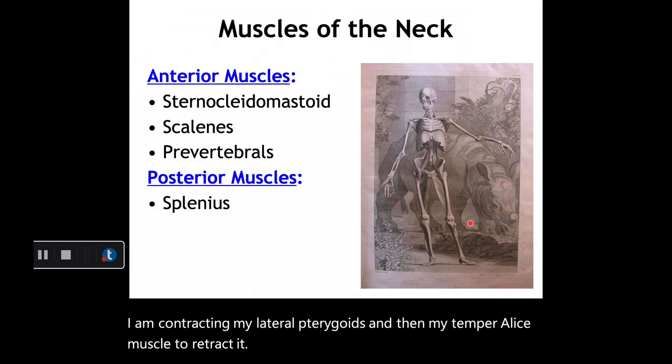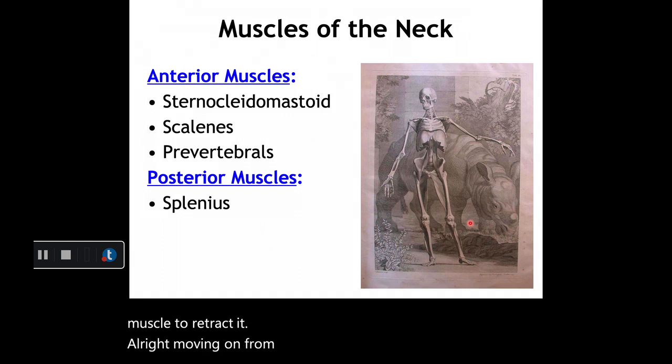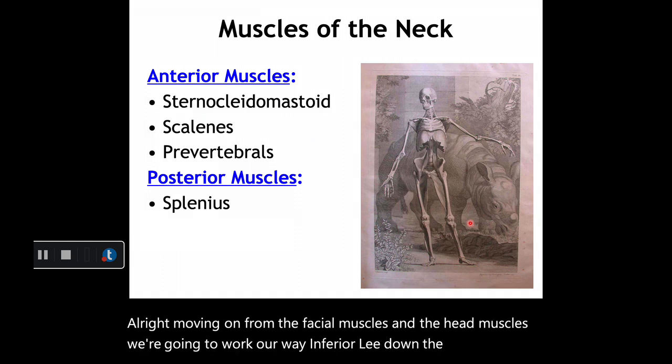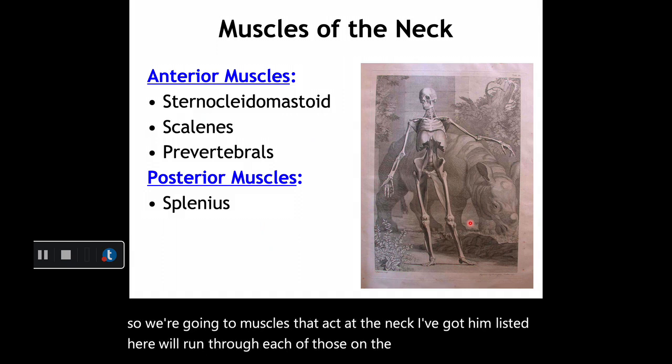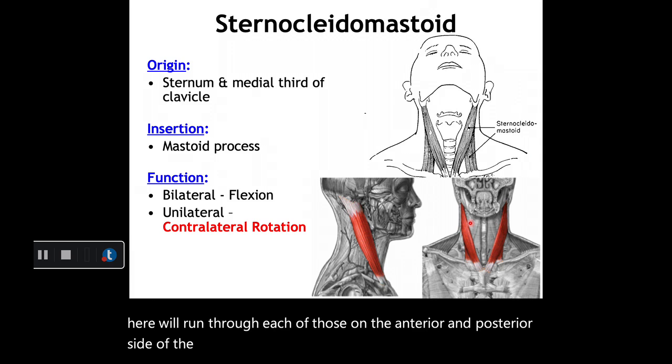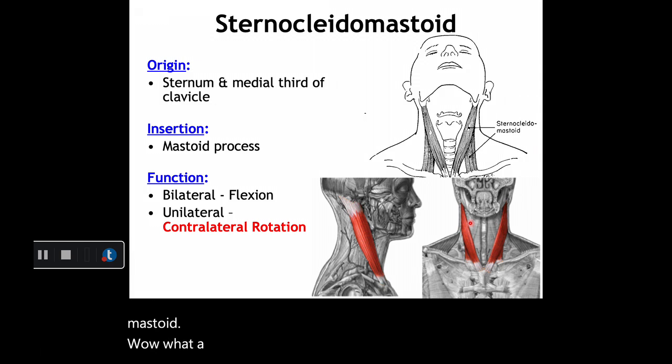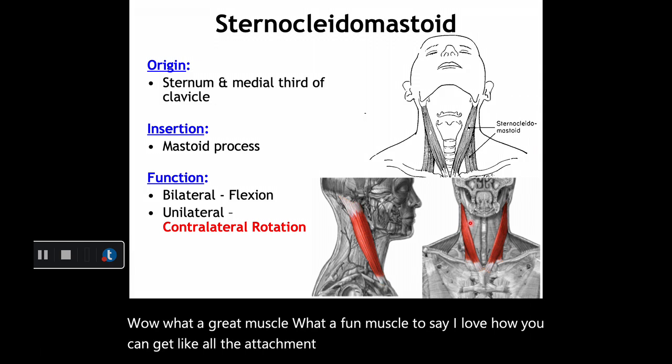All right, moving on from the facial muscles and the head muscles, we're going to work our way inferiorly down the axial skeleton. So we're going to get to muscles that act at the neck. I've got them listed here. We'll run through each of those on the anterior and posterior side of the neck. So starting with the anterior side, sternocleidomastoid. Wow, what a great muscle. What a fun muscle to say. I love how you can get like all the attachment information out of the name of this muscle.